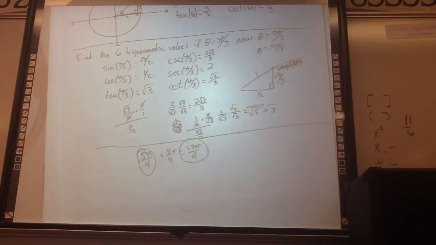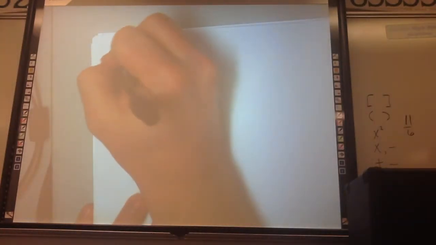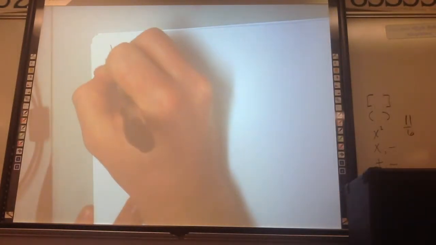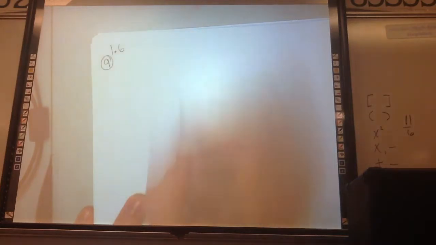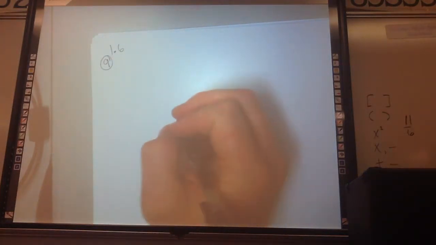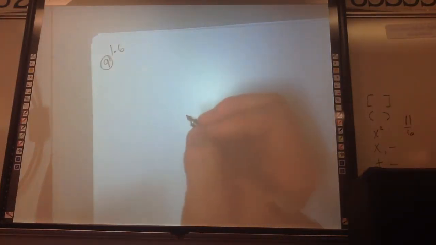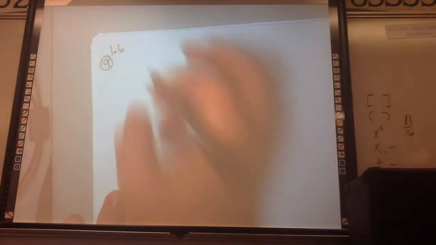We're going to do a couple problems from the book. This is 1.6 number 9. It says, find all the trigonometric values of theta with the given conditions.